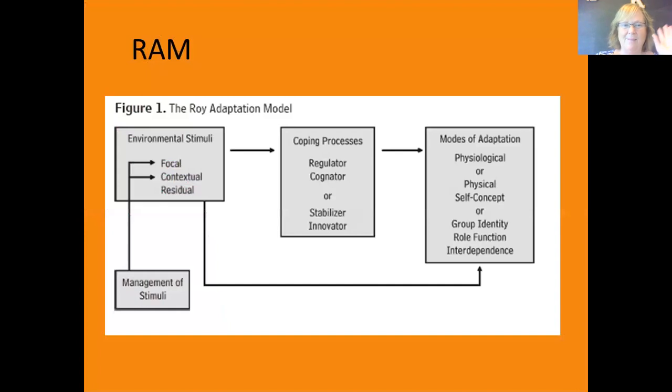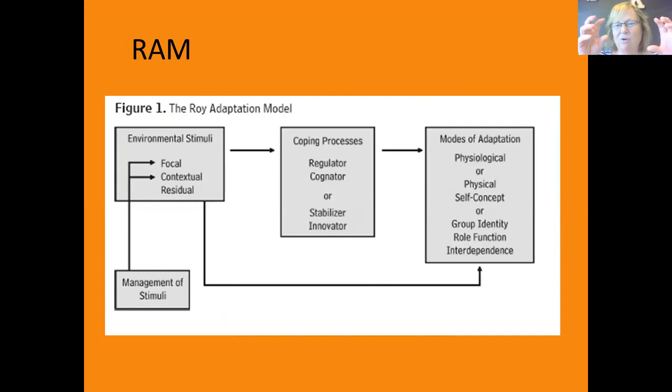Okay, back to the RAM. Remember, we've gone through the environmental stimuli. They can be focal, so the obvious one, the blatant one, or contextual. It's in the backdrop and you're not aware of it, or even residual. It's just deeply buried and you have no idea what it is. Whatever stimuli are involved, they elicit a response through coping processes.